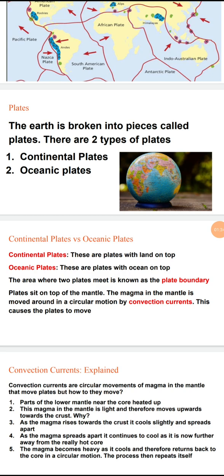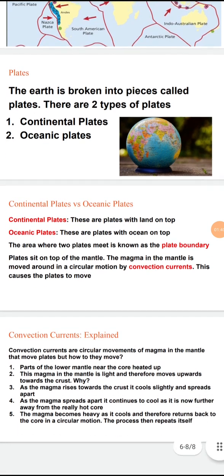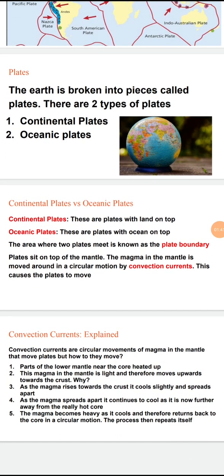The area where two plates meet is known as a plate boundary. Plates sit on top of the mantle. The magma in the mantle is moved around in a circular motion by convection currents. This causes the plates to move. So this is a brief explanation of convection currents.